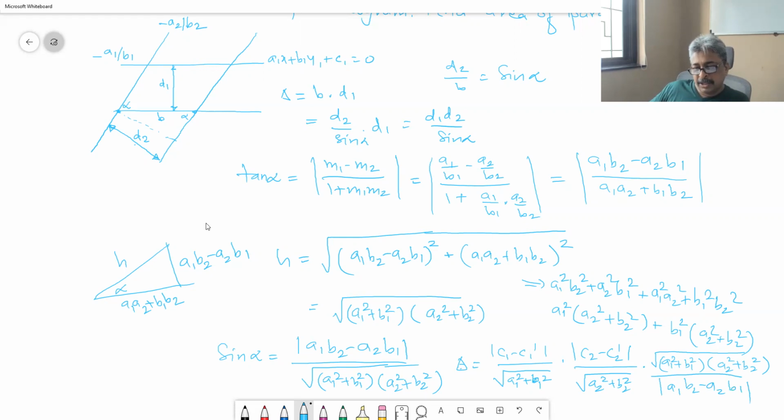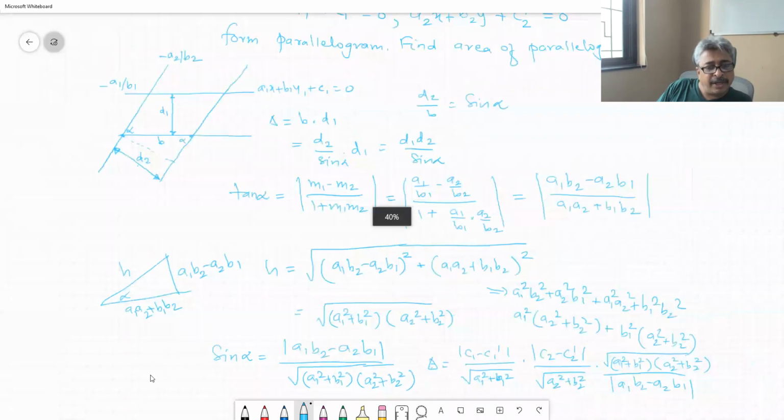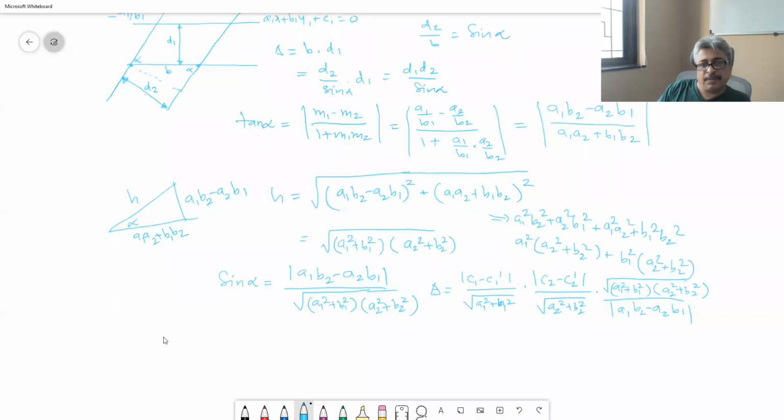And surprisingly, these two get cancelled out, and you get a very nice formula for the area delta of the parallelogram, which is equal to c1 minus c1 dash into c2 minus c2 dash upon a1 b2 minus a2 b1. Okay, so this needs to be remembered.